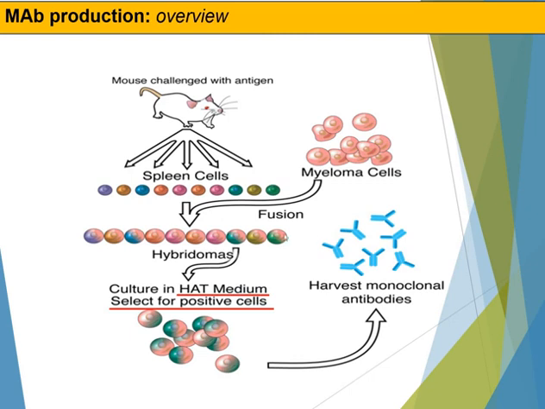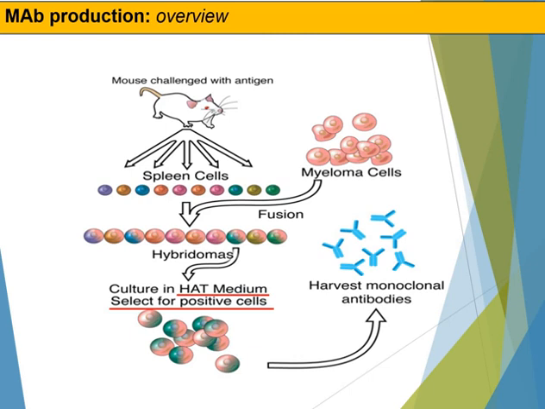and in this one, what you normally do, a mouse is challenged with the antigen, and now the spleen cells are harvested. So we get a population of B cells. And then we take myeloma cells. Myeloma is a kind of cancer of B cells. We take these cells because they are cancerous cells, they are kind of immortal in a way, right? If you provide the nutrients, they keep growing.